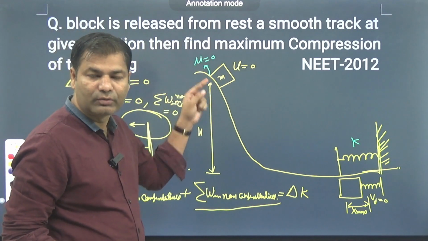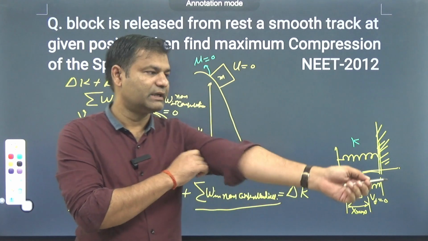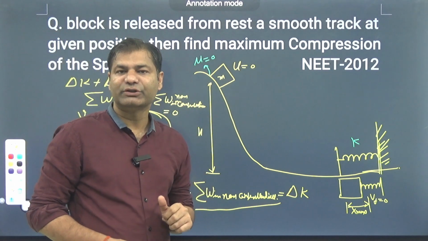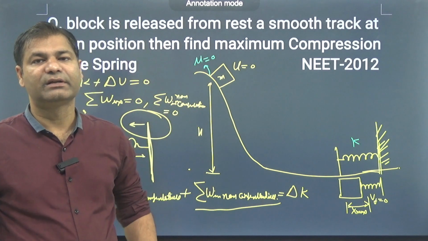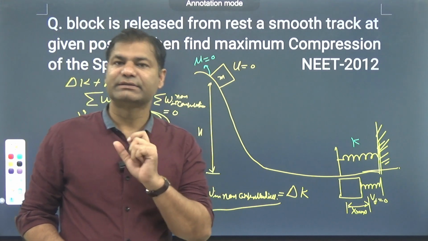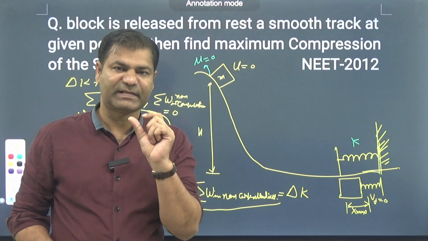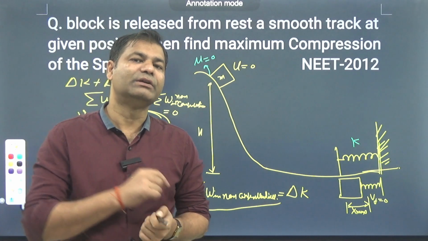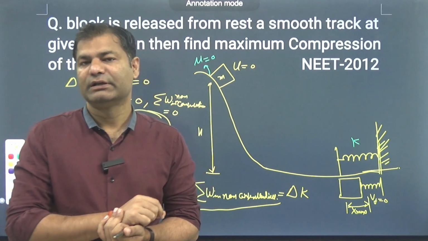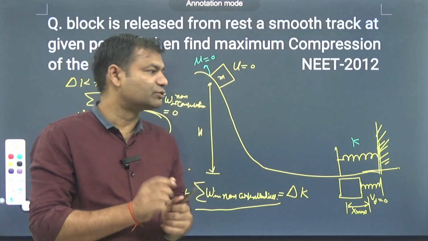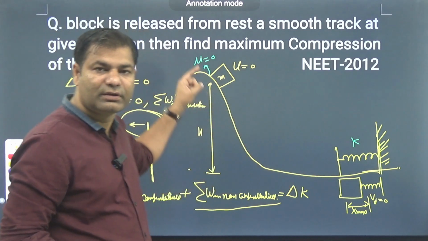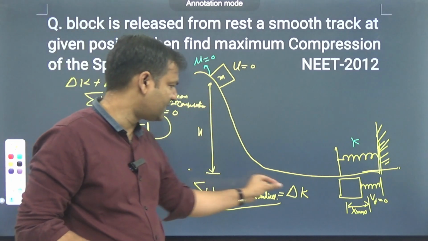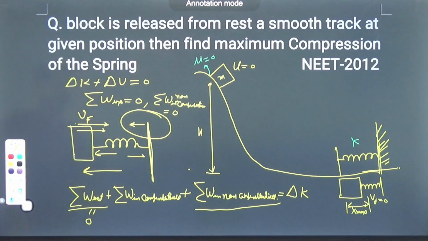Work done due to the normal force, which is also an external force, is 0, because for a very small displacement dr, the normal force is perpendicular to it. So work done for an infinitesimal displacement due to the normal force is 0. Adding all of these, the total work done by the normal force is 0. Clear or not?